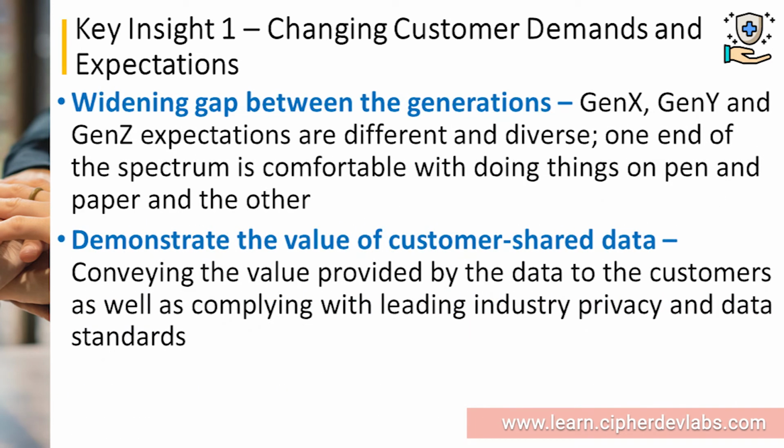Then we have other challenges like the widening gap between generations. So we have baby boomers who were born from 1946 to 1964. Then we have Generation X, born from 1965 to 1980. Then we have millennials or Gen Y, born from 1981 to 1995. Then we have Generation Z, born from 1996 to 2010. Then we have Generation Alpha, born from 2011 to 2025. Each of these generations has specific requirements and needs, and also different values and beliefs.